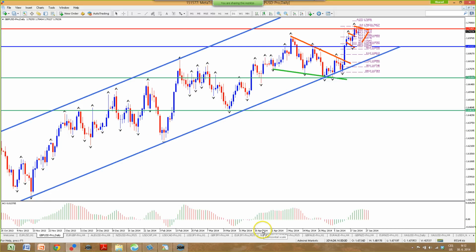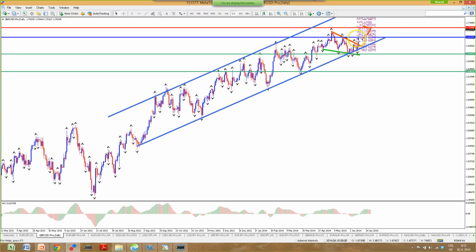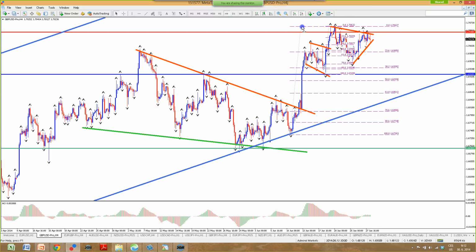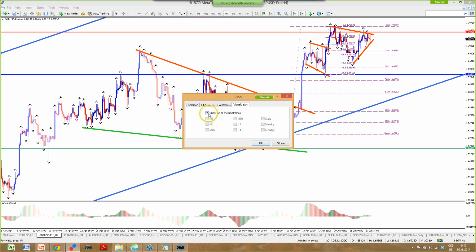Now here you can see the daily chart, and you can see that channel to the upside. Very nice uptrend channel, isn't it? That has lasted already since last year's summer, so it's been a while. One year, to be precise.